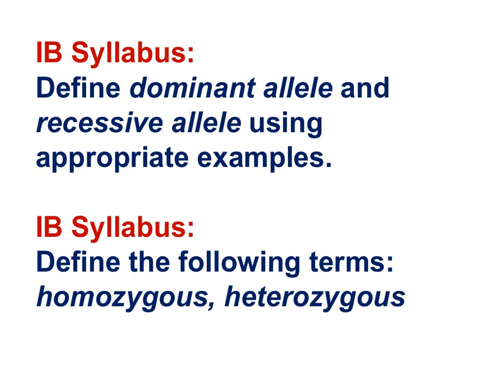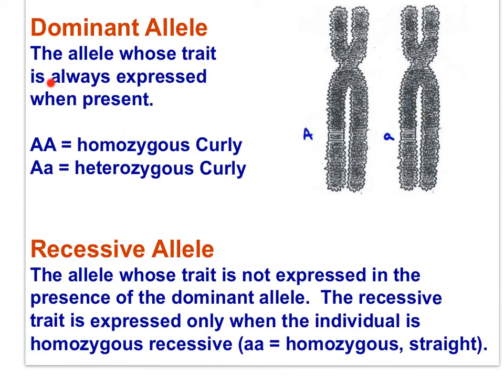And here are two relevant IB syllabus statements: define the dominant allele and the recessive allele using appropriate examples, and define the following terms: homozygous and heterozygous. The dominant allele is always expressed when it is present. If the genotype is homozygous A, the dominant allele is expressed in the phenotype. In this example, the phenotype produced by the dominant allele is curly, let's say curly wing. If the genotype is heterozygous A, the dominant allele is still expressed and the phenotype of the individual is curly.